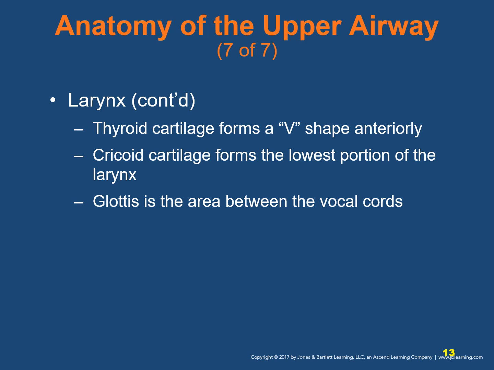The thyroid cartilage forms a V shape anteriorly, the Adam's apple. The cricoid cartilage, also known as the cricoid ring, forms the lowest portion of the larynx. The glottis, or glottic opening, is the area between the vocal cords. This is the narrowest part of an adult's airway.